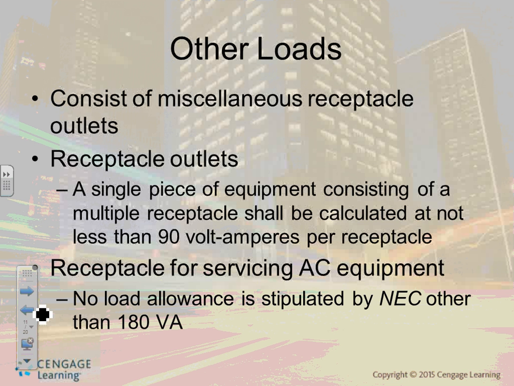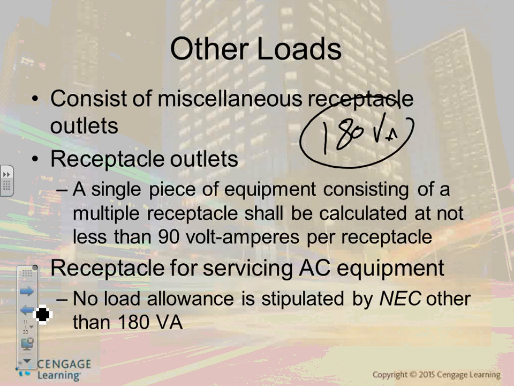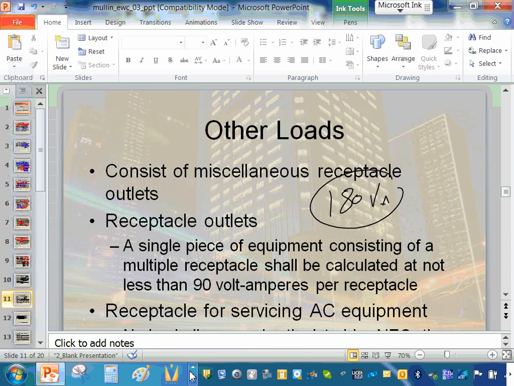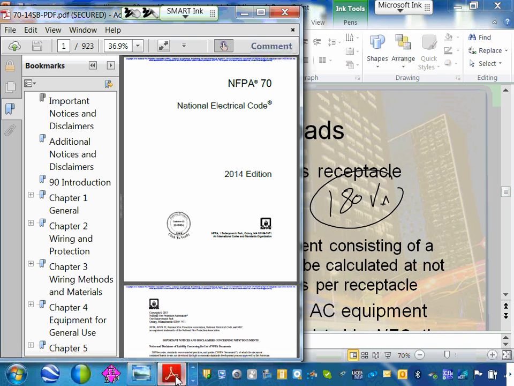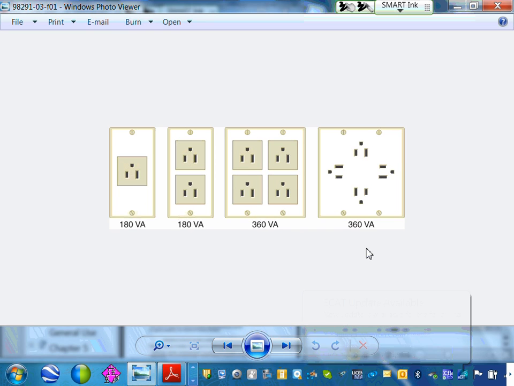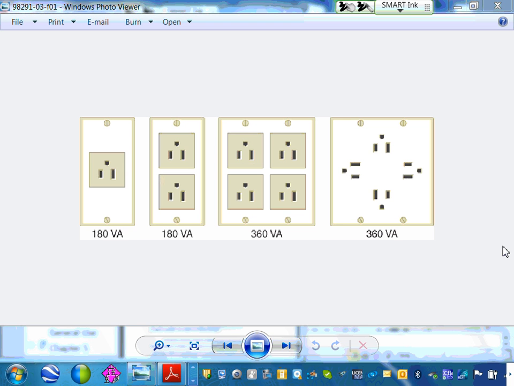Receptacles are allocated 180 volt-amps. All your receptacles are 180 volt-amps per receptacle. I'll show you a couple of examples of how they do them. This is how the receptacle load is basically encountered. Look at this. This is how your receptacles are allocated load.